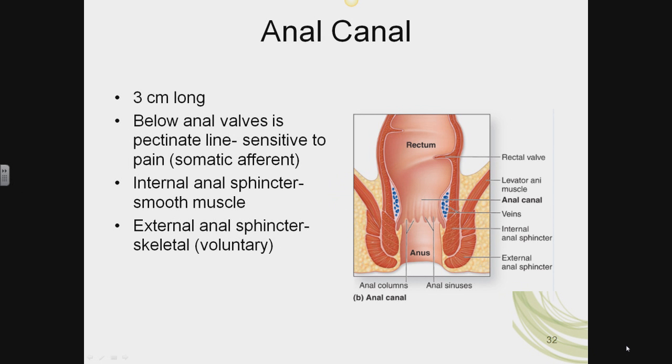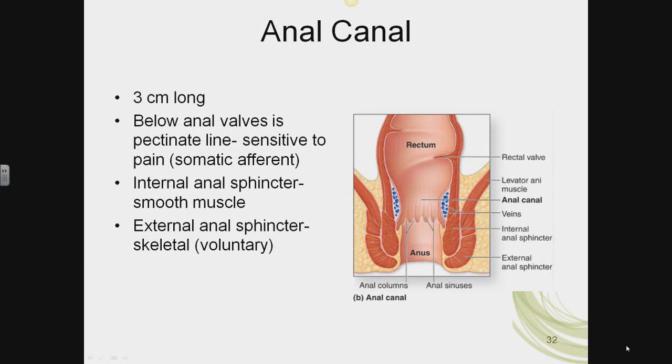Below the pectinate line, below the anal valves, you have sensory information. You have what we call somatic afferent. You are aware of what is coming out of your anus at this point. Sometimes mucosa can rip, and you will feel that when you are defecating.